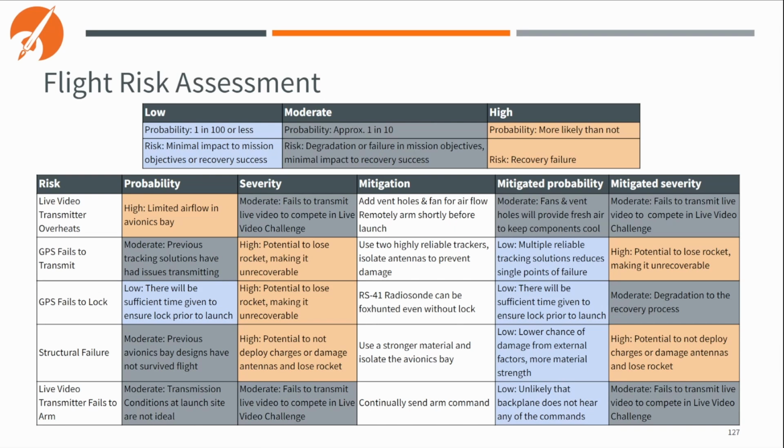Since we are remotely arming the VTX, there is a risk that the backplane doesn't receive that command to arm, or it doesn't arm for some reason. And to mitigate that, we are going to have the capability to continually send the arm command. And we believe this mitigates the risk because we find it unlikely that the backplane would fail to receive all of those arm commands.